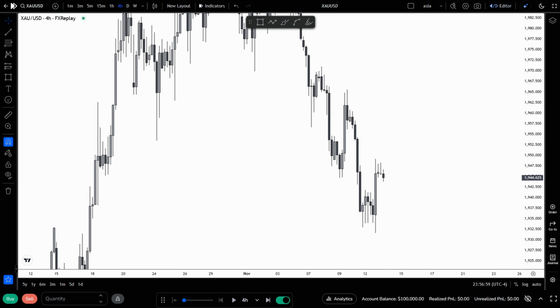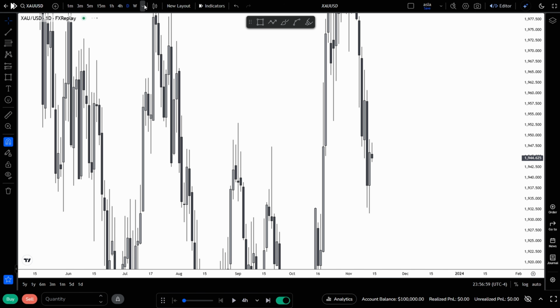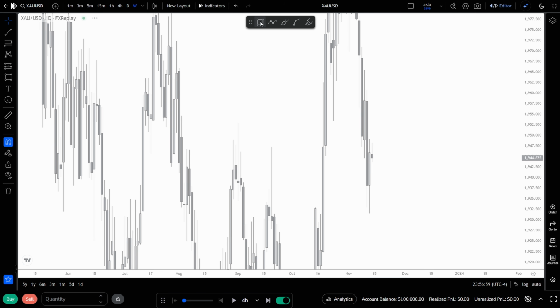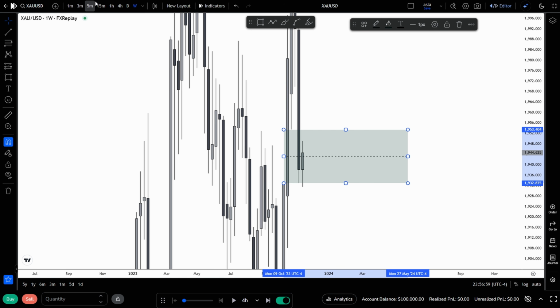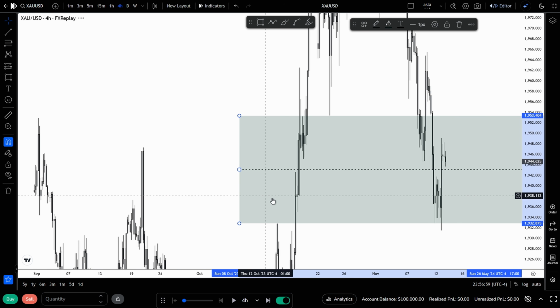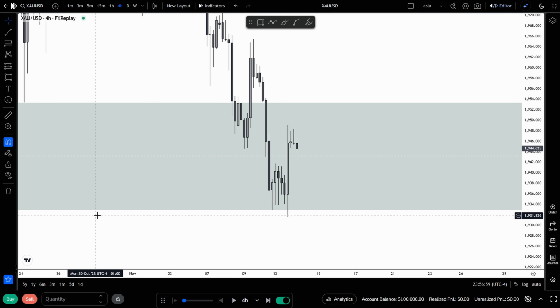Now let's hop into a few examples of spotting and dragging out mitigation blocks on the chart. Here we are on gold on the 4-hour chart, and right now we have a weekly fair value gap, which is acting as our higher time frame point of interest. So the first thing we want to see is whether we get a smart money reversal from this area.